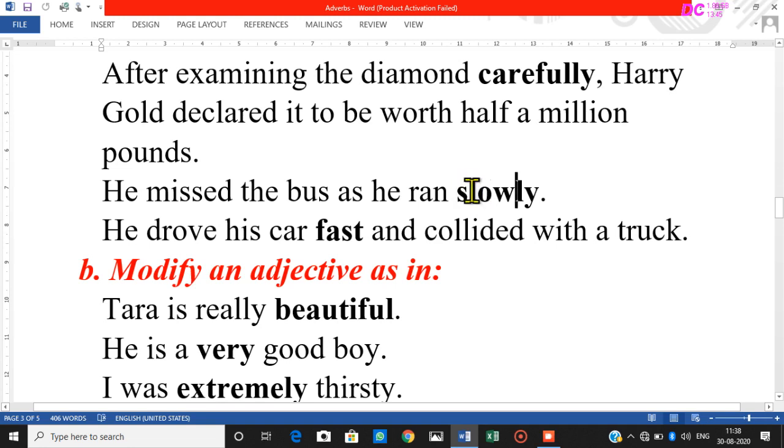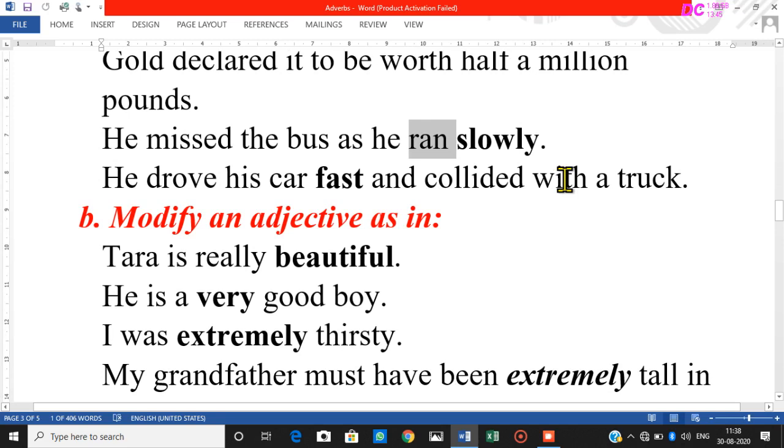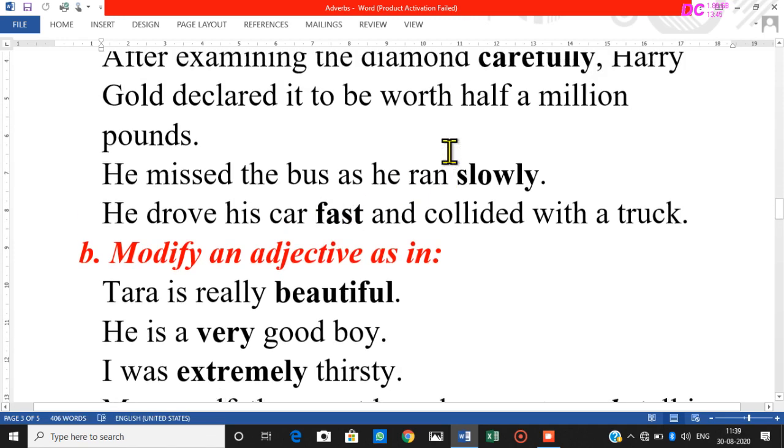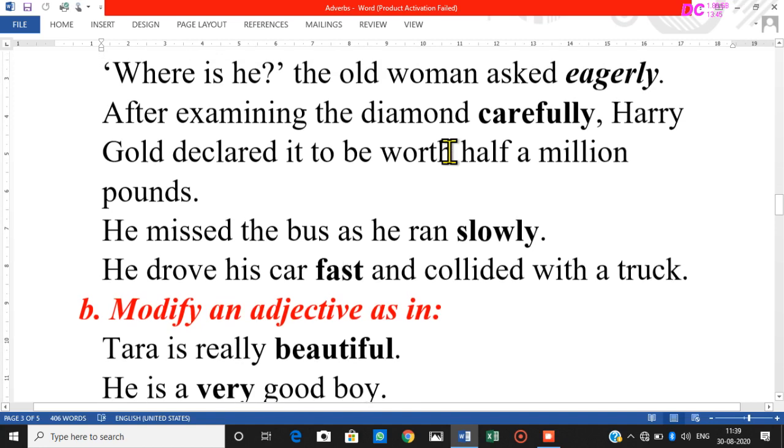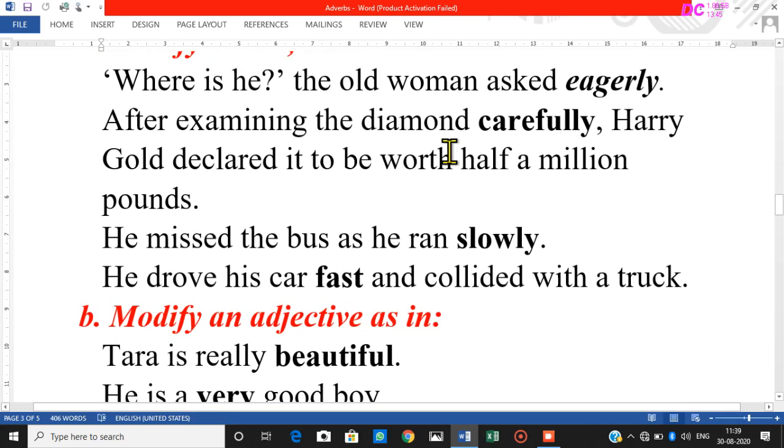Next one, he drove his car fast and collided with a truck. उसने अपनी कार तेजी से चलाई, यानी चलाने का जो अंदाज था वो फास्ट था. जो फास्ट जो है, this modifies the verb drove. So here it shows the manner. Slowly it shows the manner. In the same way, carefully in the above sentence also shows the manner, and eagerly also shows the manner of action.